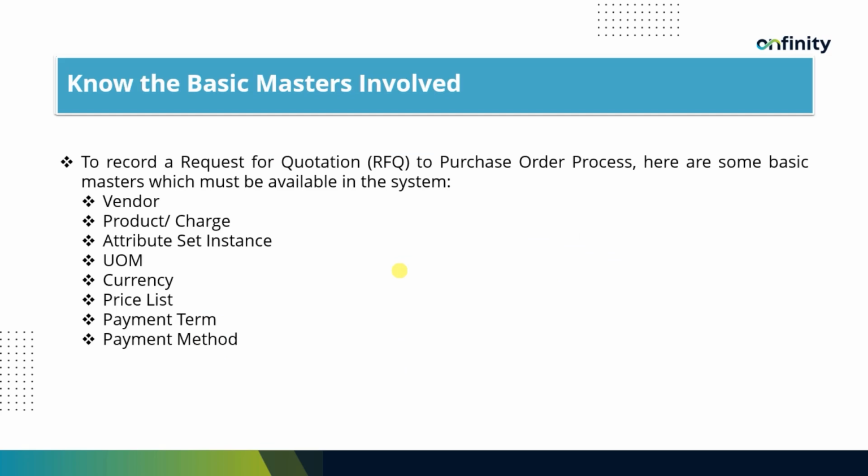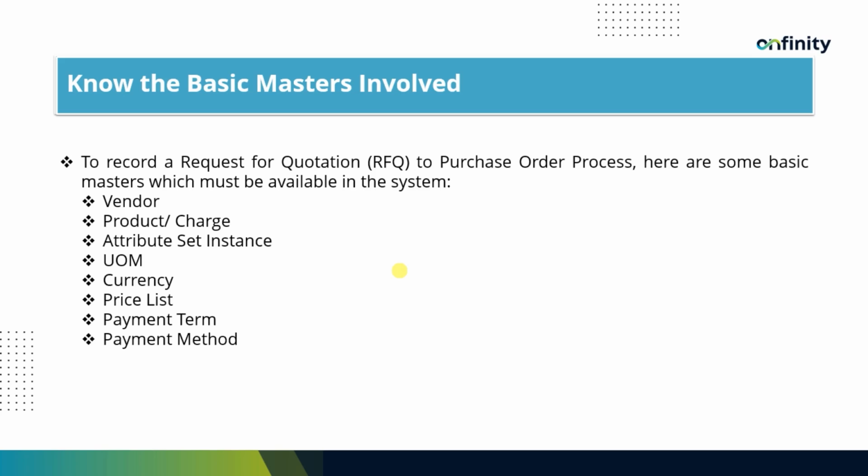Now, let's look at the basic masters involved to record a request for quotation to purchase order process. Here are some basic masters which must be available in the system: vendor, product or charge, attribute set instance, unit of measure, currency, price list, payment term, and payment method. All of these topics are already covered in their respective training sessions. If you want to learn how to configure them, you can watch the detailed sessions on each topic.